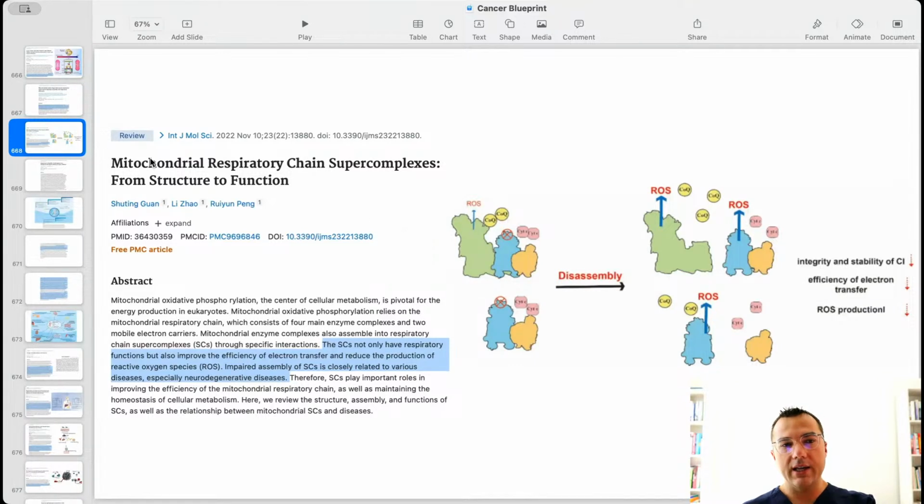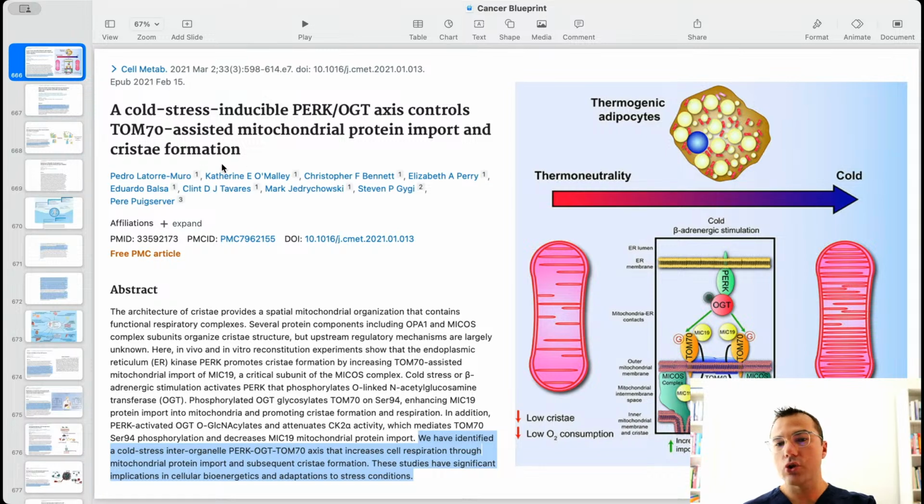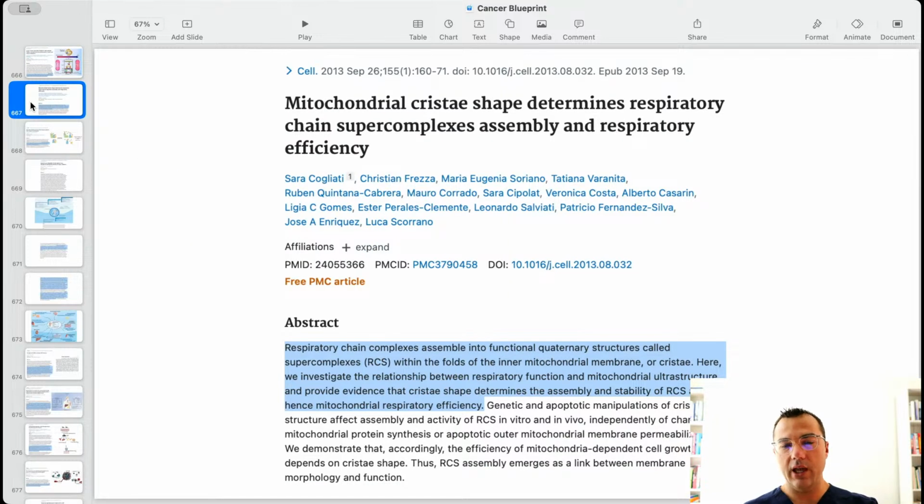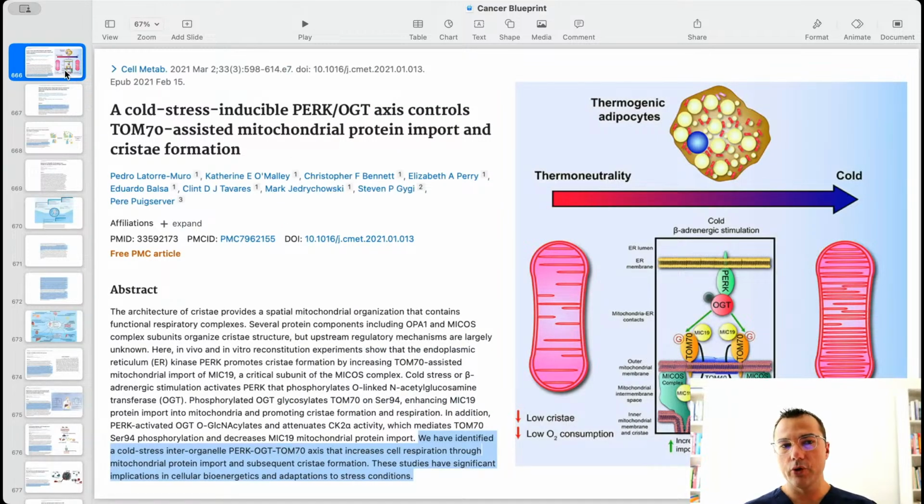I say that because a lot of times in the literature, when you're looking through things that improve mitochondrial function, they may not say it improves mitochondrial supercomplex formation, but they'll say it improves cristae formation. Since the cristae determine the supercomplex formation and efficiency of the respiratory proteins, you know that if something improves cristae formation, it's going to improve mitochondrial supercomplex formation, ATP production, etc.